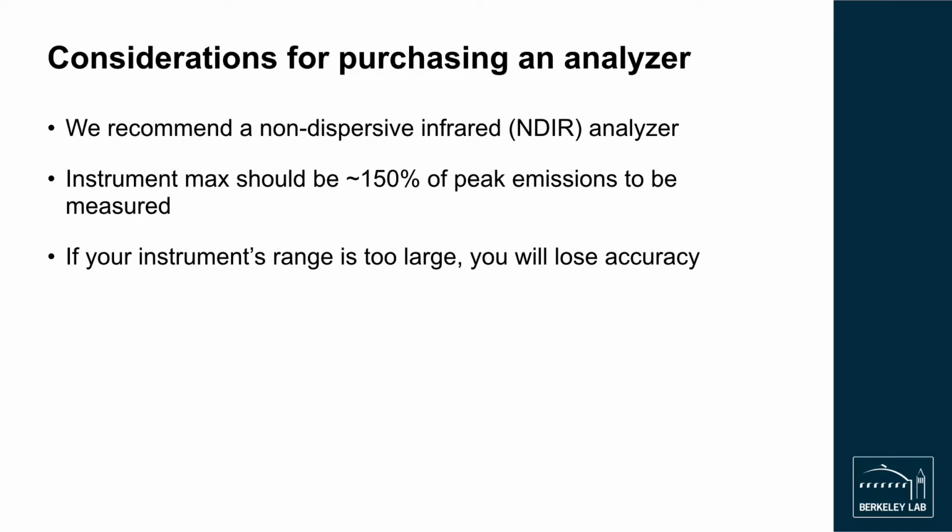At our laboratory, we use and recommend purchasing a non-dispersive infrared gas analyzer capable of measuring carbon monoxide and carbon dioxide at different ranges. The multiple operating ranges allow you to accurately measure gaseous emissions from low and high emitting cookstoves. The upper range of your instrument should be capable of measuring carbon monoxide and carbon dioxide of at least 150% of your highest predicted concentration.